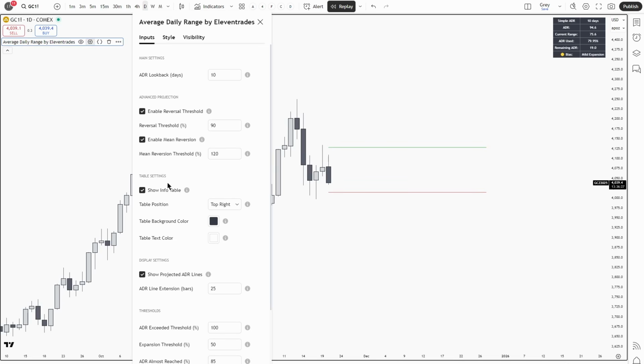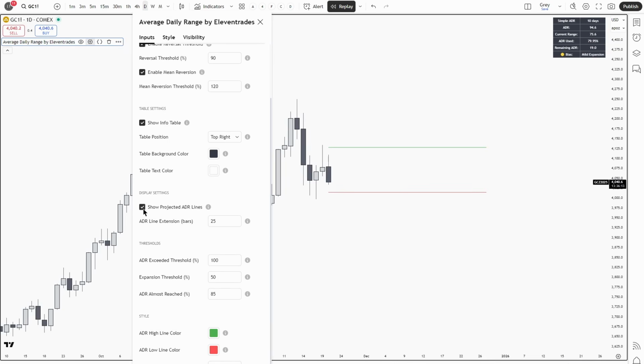Now this is the table information. The table is shown on the top right side. Now the display settings. This is for the ADR projected lines. It is set to 25. If I set it to 10, then it is going to reduce the line extension from the right to 10.